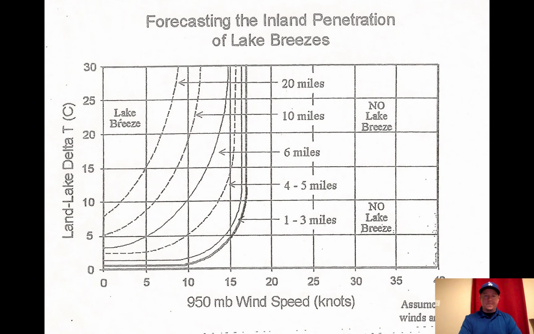Well, let's look at the chart. Here's our delta T, we got 10. Here's our 950 millibar winds at 10. And we see when they line up, it's approximately, you see 6 miles with the line right here. It's approximately 6 miles in that example.